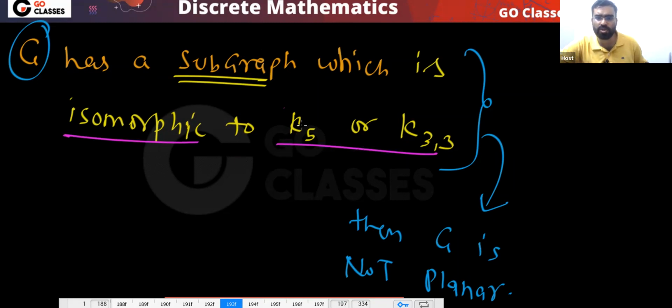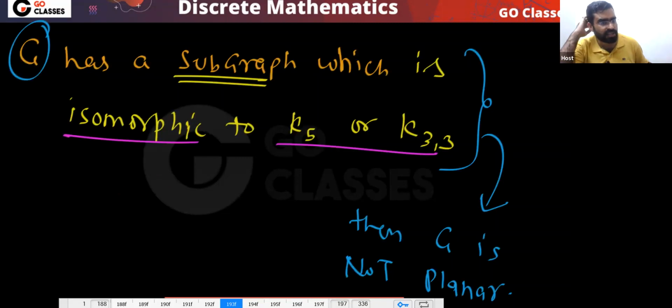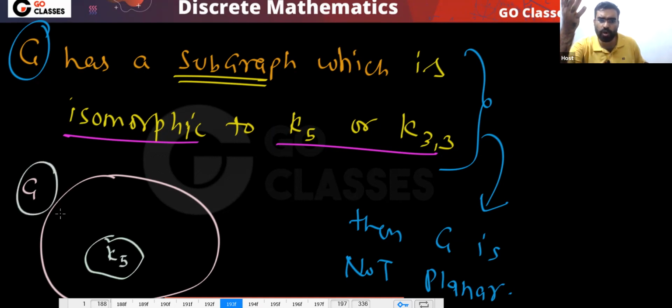But the reverse direction is not correct. Also, how can they ask you this same statement? This statement is very easy, you can very easily see. If you have a graph G which has a subgraph, so your graph G is like this. This is your graph G, and in this graph you have K5. Let's assume this is your K5. Then you can clearly see that this G is not planar.